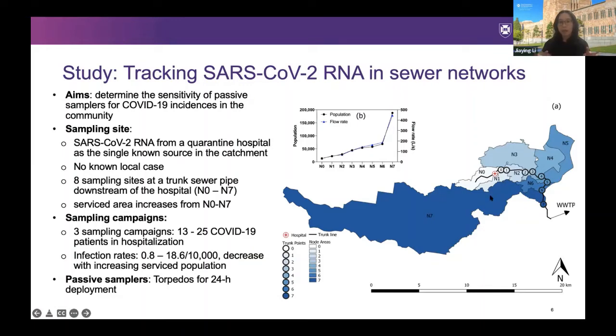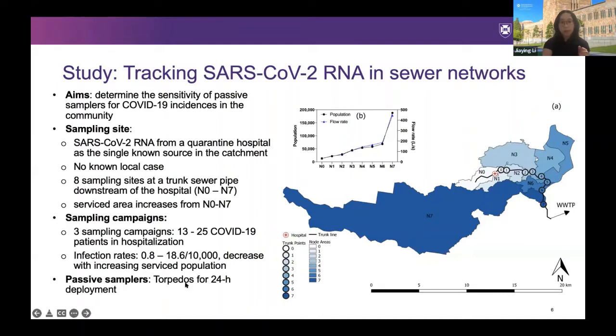The right figure shows a subcatchment of a city, and there is a quarantine hospital in this subcatchment. This quarantine hospital is considered the single known source of SARS-CoV-2 in the catchment that contributes SARS-CoV-2 RNA into the wastewater, because no local cases were reported during our study. So we selected 8 manholes along the main trunk sewer, downstream of this quarantine hospital, and the service area of each manhole increased from upstream to downstream. We conducted resampling campaigns in this study, and there were 13 to 25 COVID-19 patients in hospitalization. The corresponding infection rates range from 0.8 to 18.6 per 10,000 people, and the infection rates decrease from upstream to downstream as more and more people are served by a certain manhole.